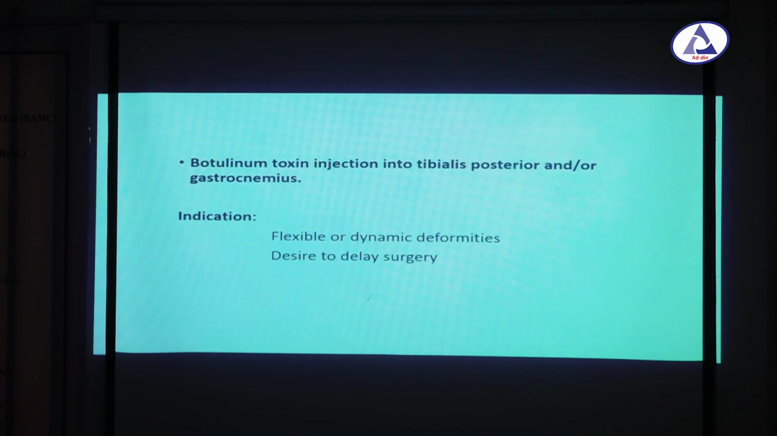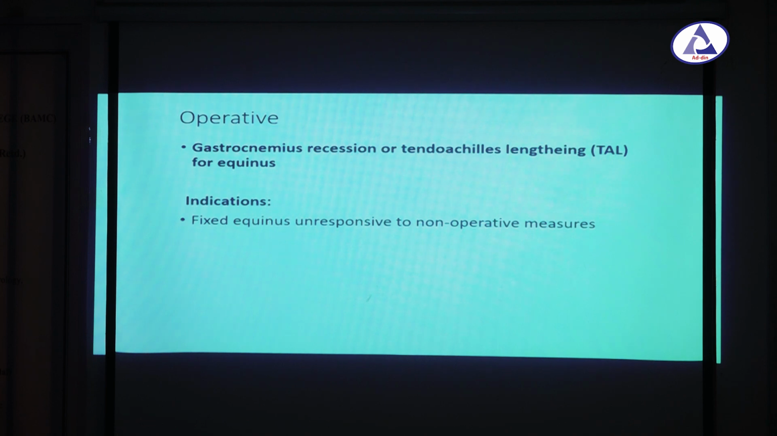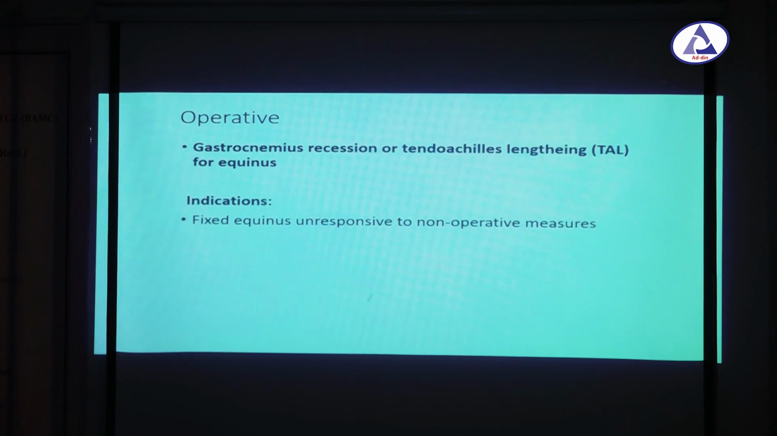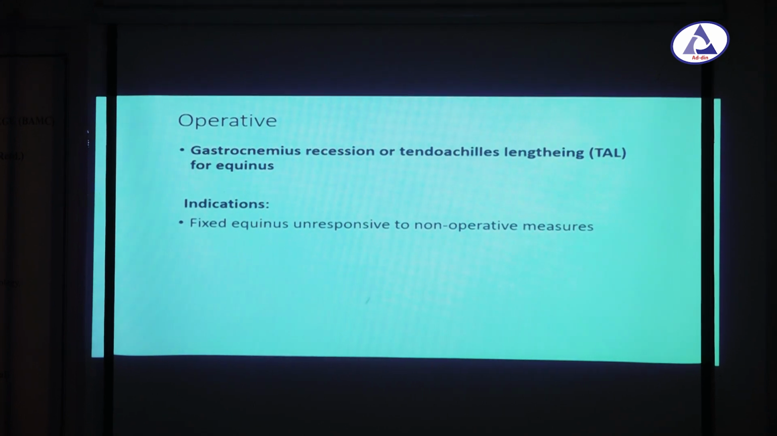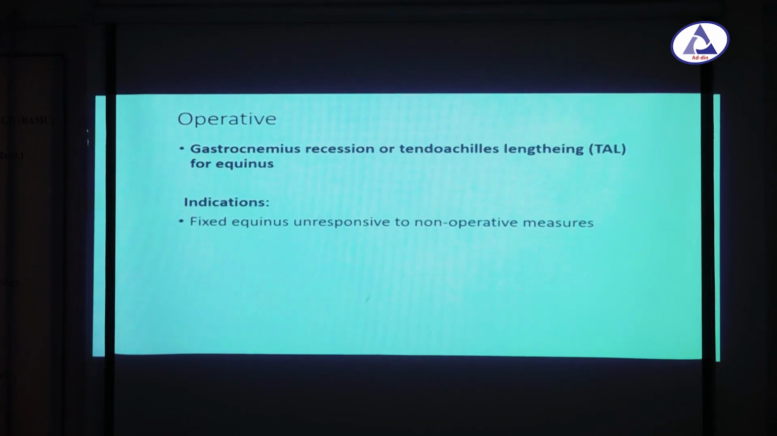And another thing, we can give botulinum toxin in case of equinus deformity where muscle tightness or muscle spasticity is the cause. Indication: flexible and dynamic deformity or desire to delay surgery. In operative treatment for equinus deformity, sometimes we can do gastrocnemius resection or tendoachilles lengthening. Indication: fixed equinus unresponsive to non-operative measures.